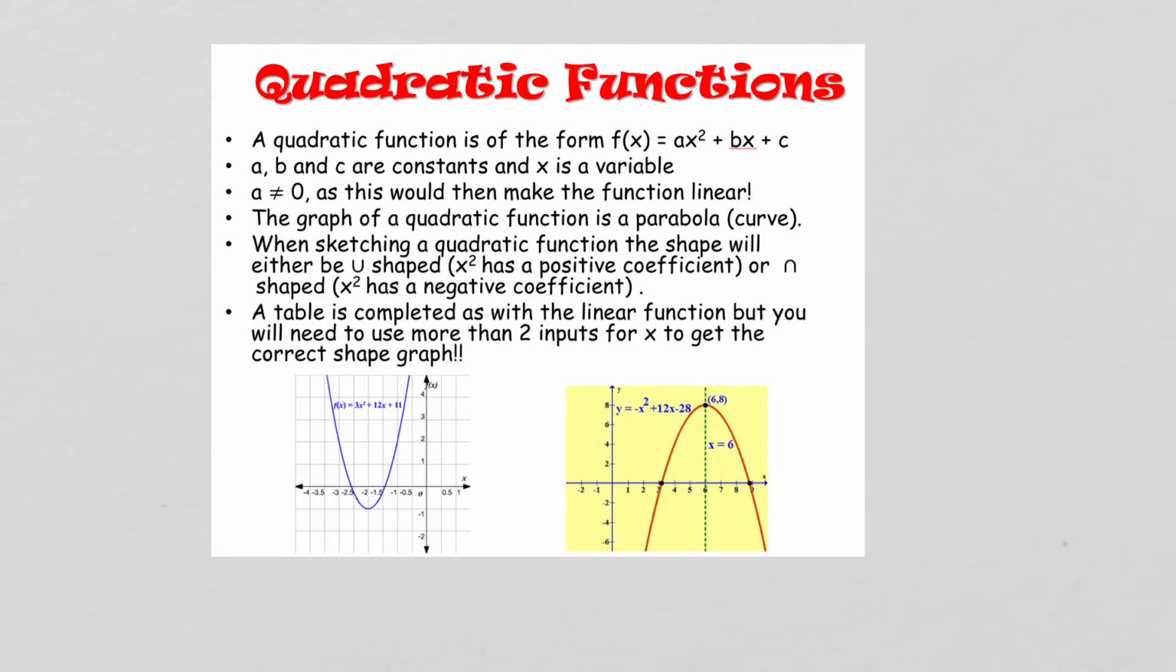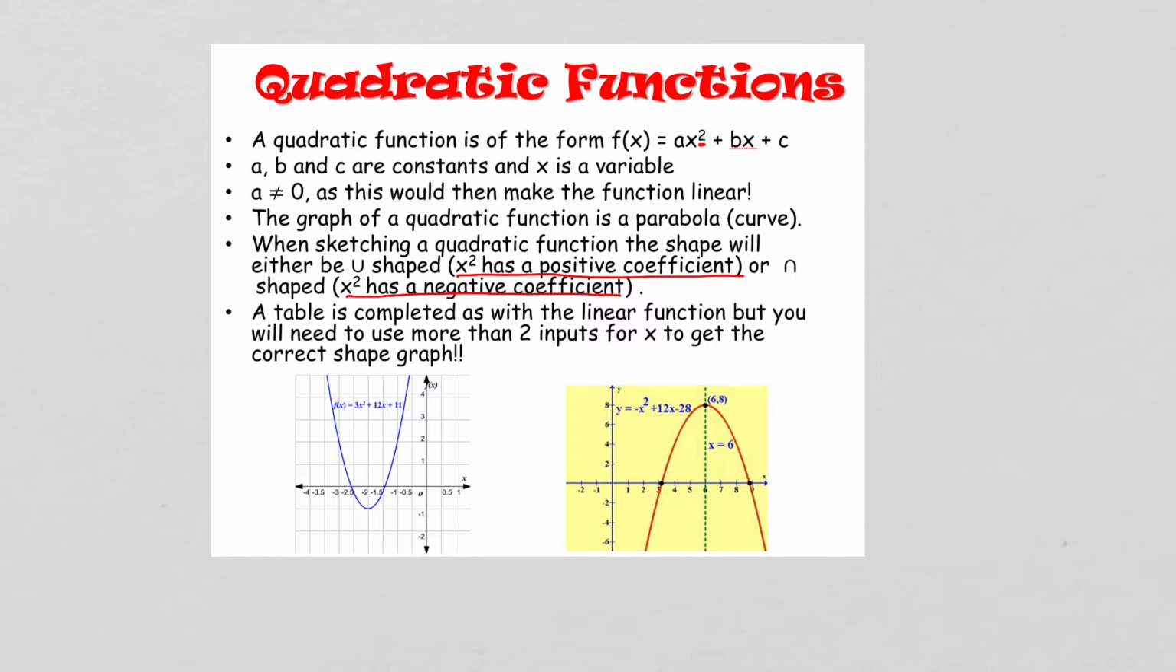So for our quadratic functions then, they're always going to take the form of ax squared plus bx plus c. So in other words, the highest power of x is going to be a power of 2. We know that we can't ever have the coefficient a equal to 0 because then that would make the function linear. When we sketch our graphs, we're always going to get a parabola. So in other words, we're going to get a U shape if x squared has a positive coefficient, or an N shape if x squared has a negative coefficient.